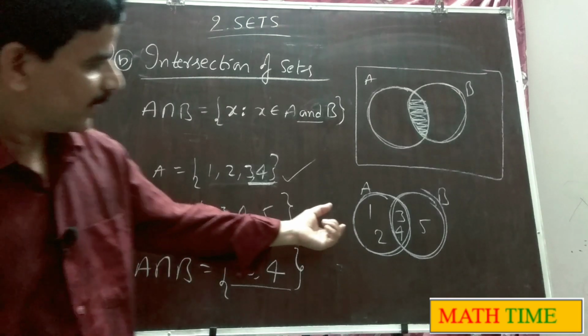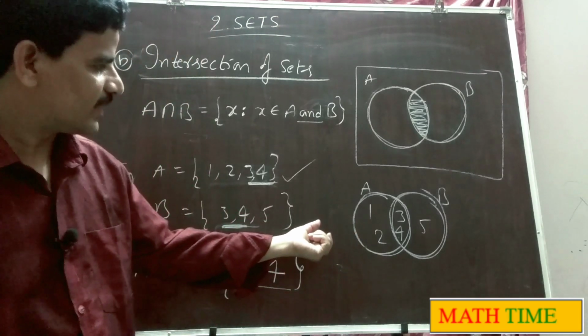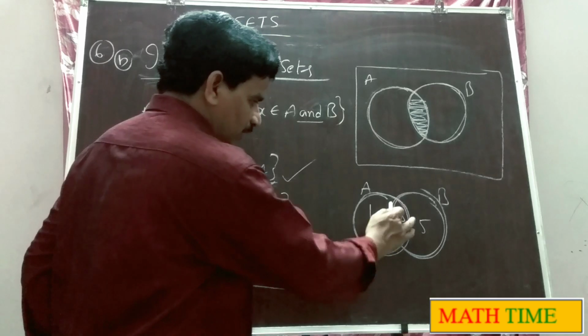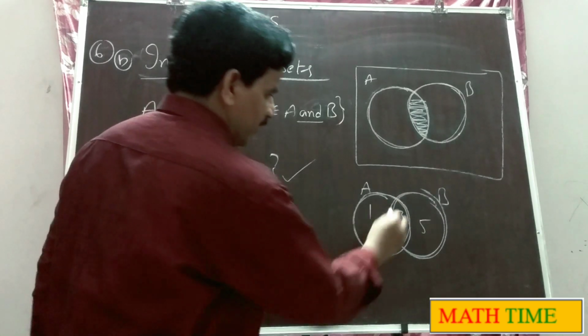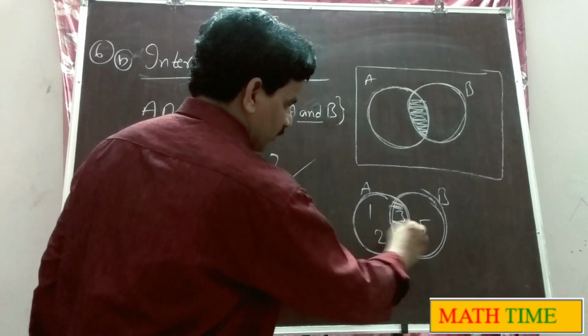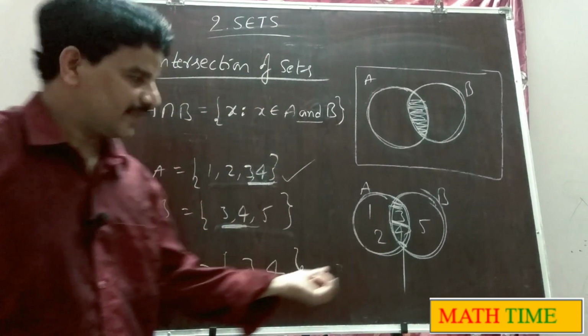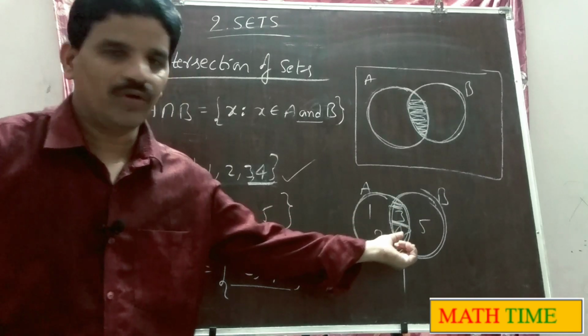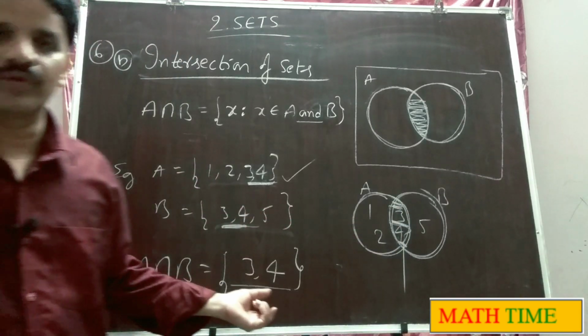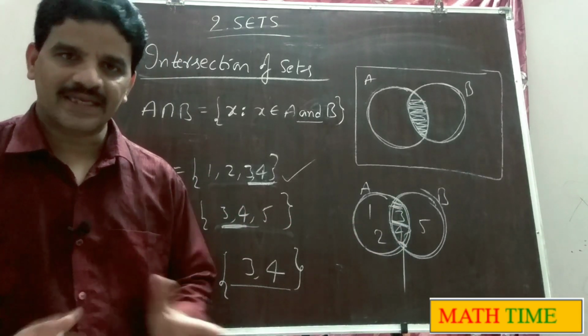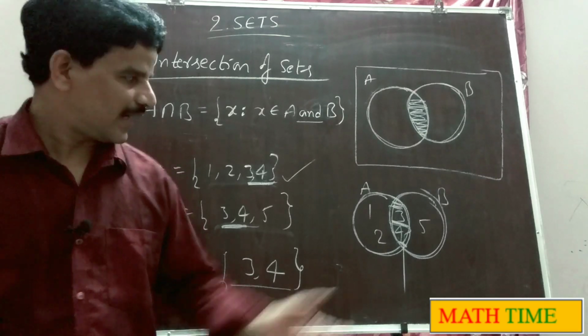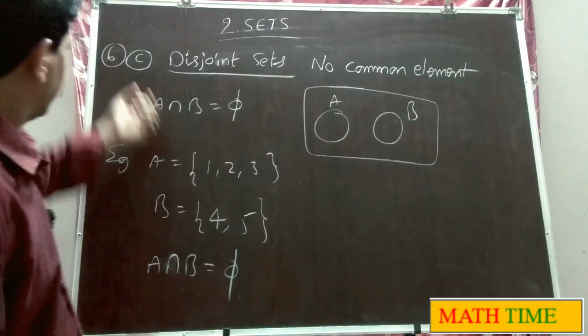In this Venn diagram representation also we can see A contains 1, 2, 3, 4 and B contains 3, 4, 5. This shaded region is called intersection. So in the intersection part we have 3 and 4. Therefore A intersection B equal to 3 and 4. Intersection means common area, common elements, common shaded region.